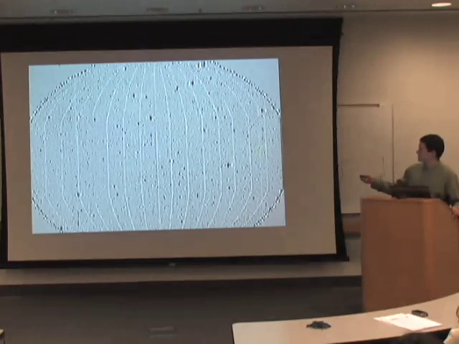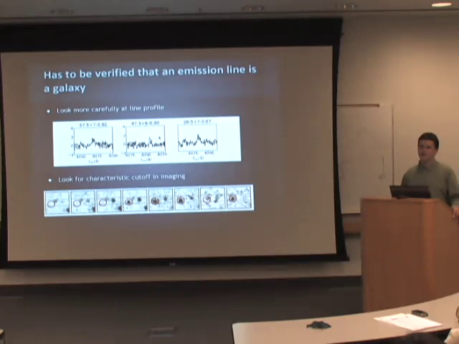So all these little black dots are emission lines they found. Once you find a line, you have to verify that it is indeed a galaxy, and there are two ways you can do that. You can go back and look at the spectrum more carefully and see if it fits the profile of what the line we want from our galaxy looks like. They actually found some other closer galaxies, and that's what my partner Joey Wong's project is about. The other way is you can look at imaging of the area, and if the galaxy is resolved, you can identify it because it cuts off short of a certain wavelength, and this is where the ionizing radiation is absorbed by neutral hydrogen.